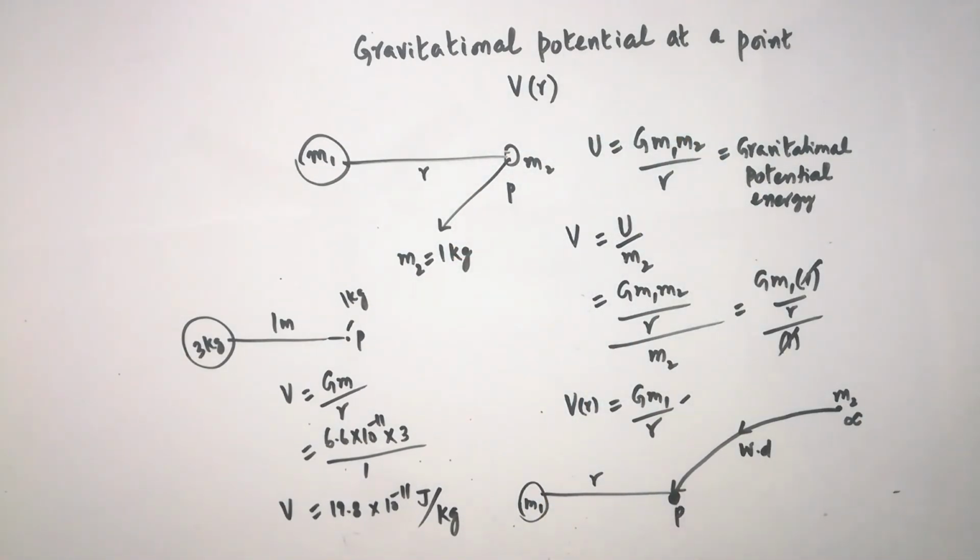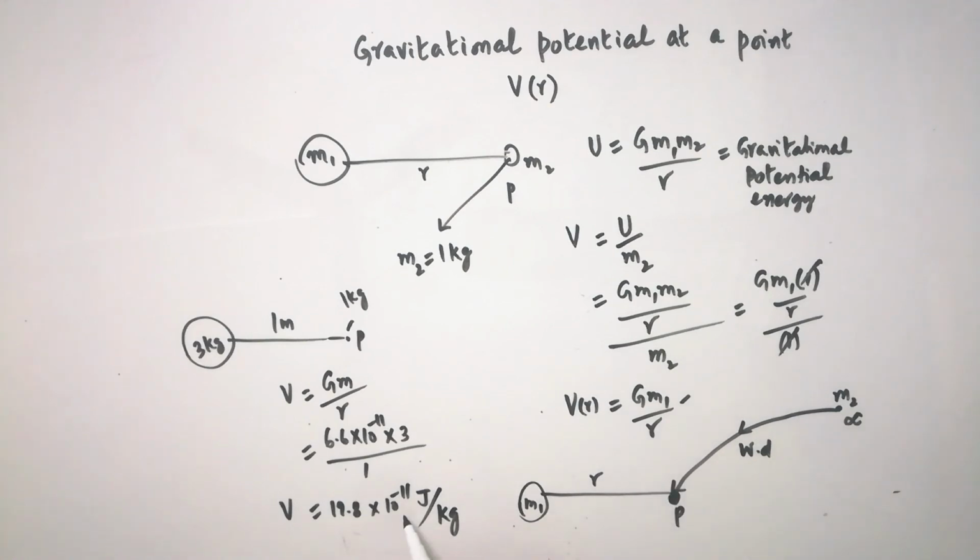Look at that. Again I will define the term gravitational potential at a point. Gravitational potential at a point P is defined as, how to define? The amount of work done which is required to move a unit mass from infinity to a particular distance. That particular distance means that point P is located r distance from the mass m1. For that we need some work done. That work done is called gravitational potential at a point P. So this is the definition, this is the expression.